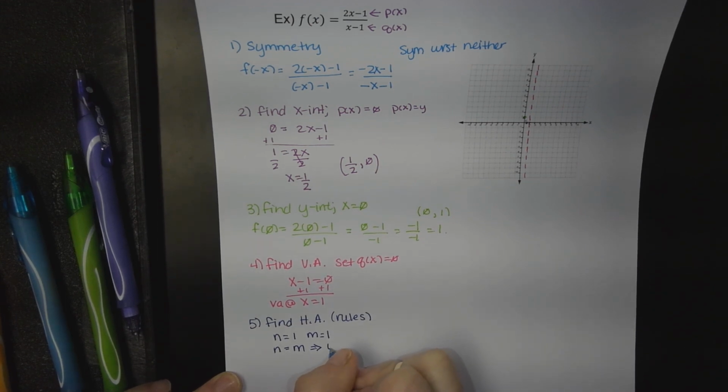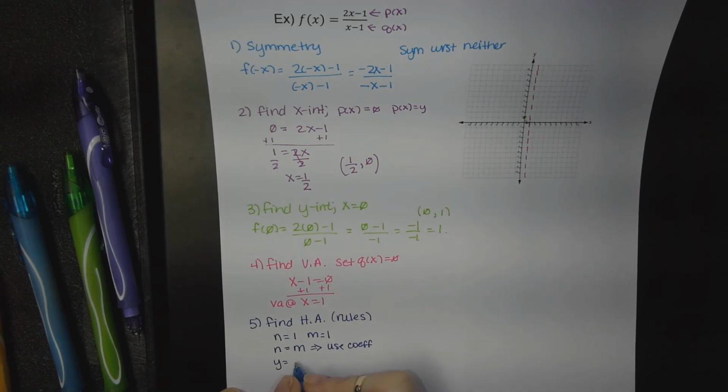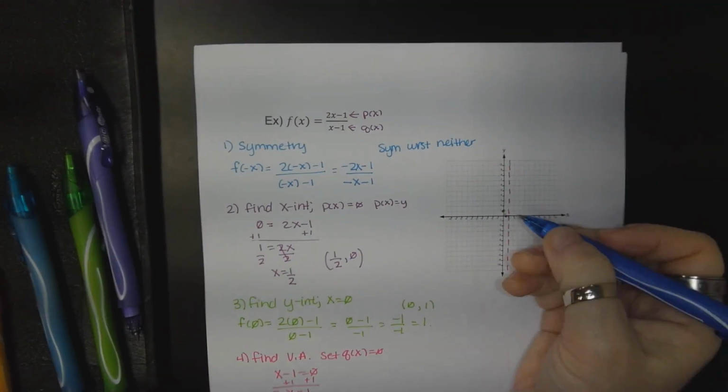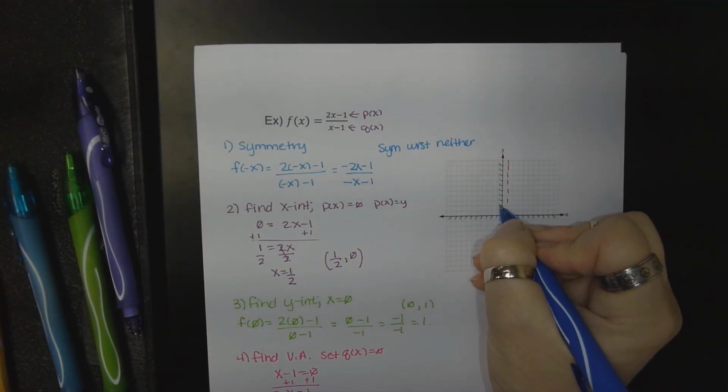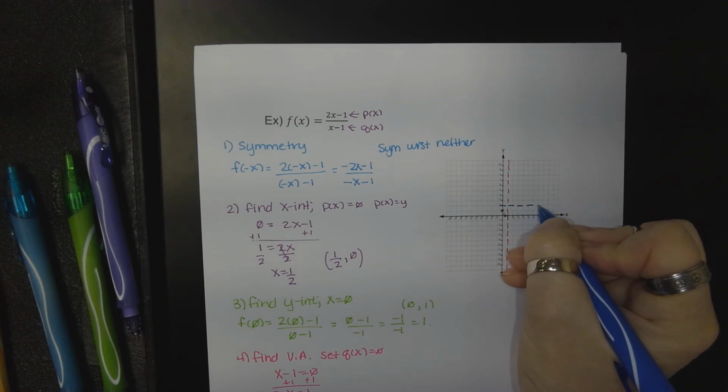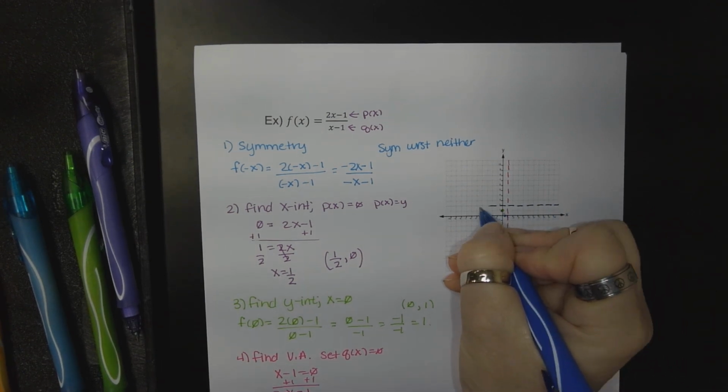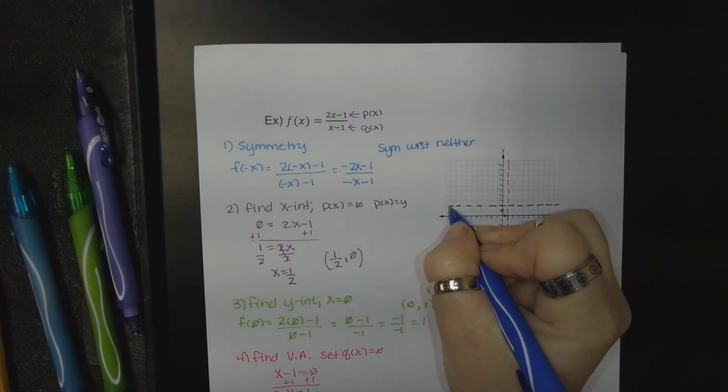So that implies that we're going to use our coefficients. Our coefficient on top is 2. On bottom is 1. So 2. So our HA is at y equals 2. So we'll go up here and at 2, we're going to do our dotted line, because that's where the HA is.